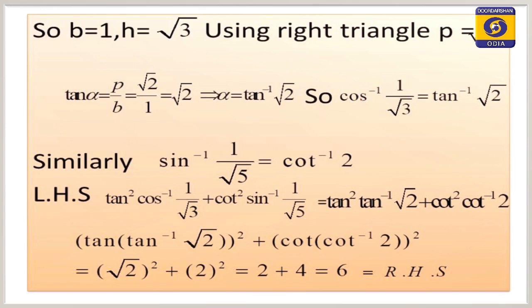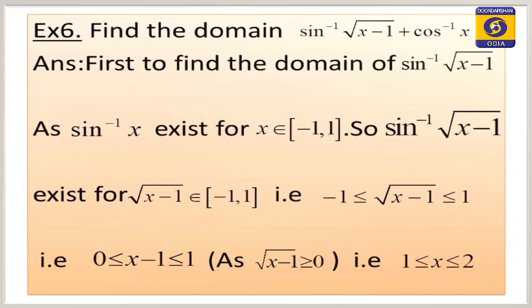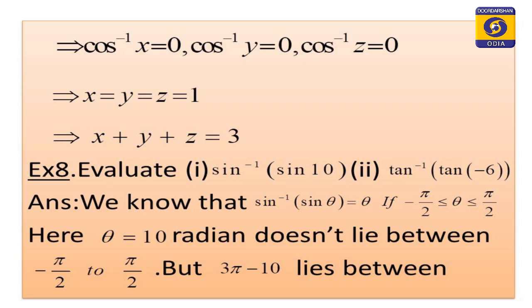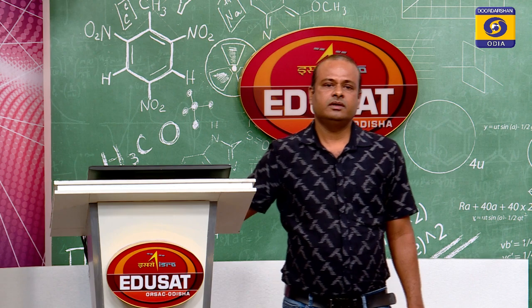Similarly, convert cot square sin inverse 1 by root 5. So, first convert sin inverse 1 by root 5 to cot, then solve it. You can try example 6, find the domain of sin inverse root of x minus 1 plus cos inverse x. You can try it at home. And example 8, find the value of sin inverse sin 10, tan inverse tan of minus 6, like this. Thank you.